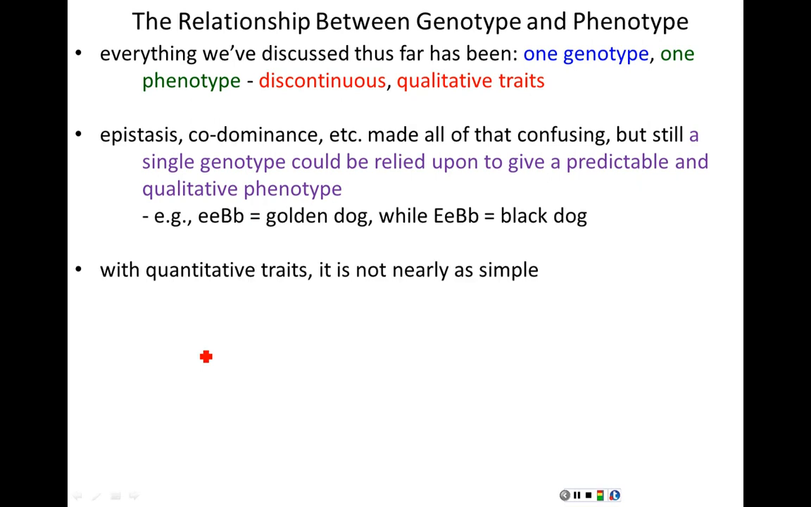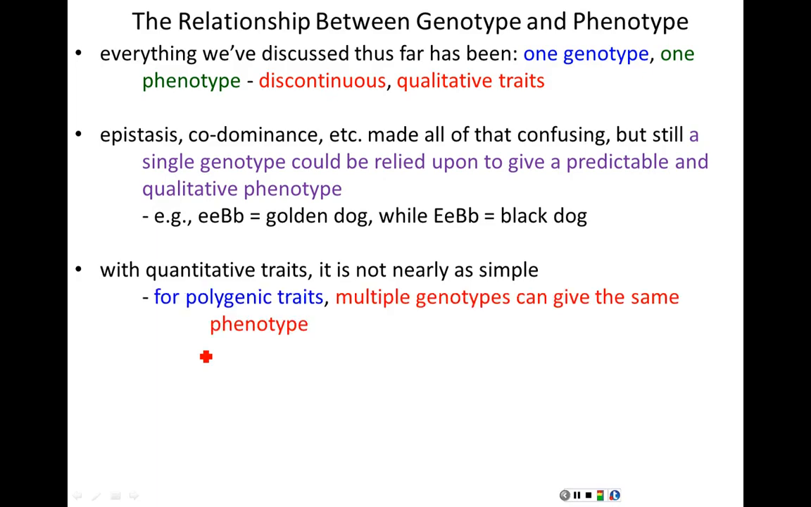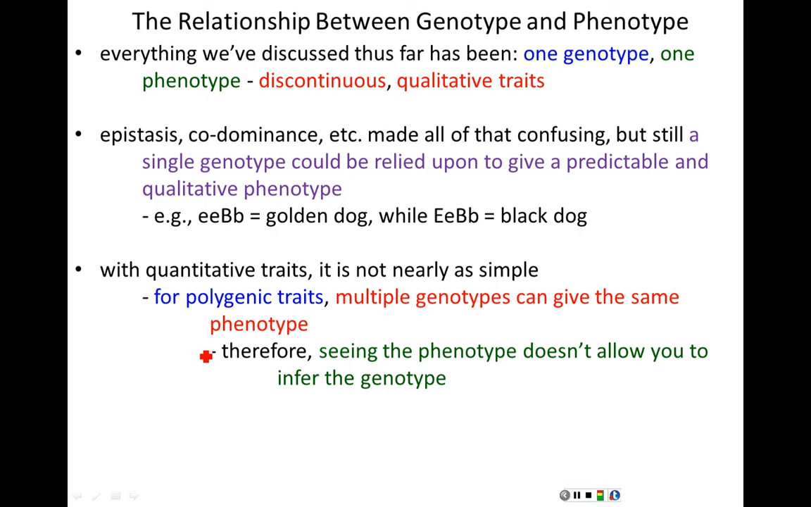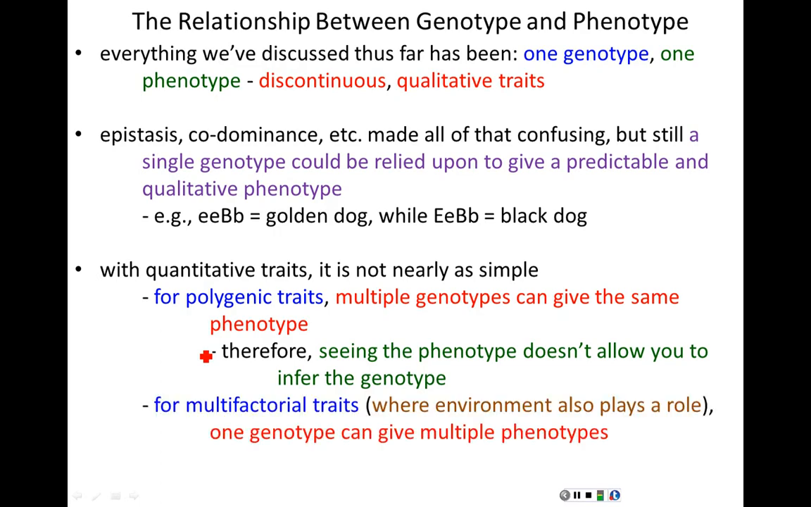With quantitative traits, it's not like that. It's not nearly as simple. First of all, we have polygenic traits. So multiple genotypes can give the same phenotype because all these different genes have their say in the trait. Therefore, seeing the phenotype doesn't allow you to reverse infer the genotype either, because multiple genotypes give the same phenotypes. Now, you add in an environmental component for multifactorial traits, and one single genotype can give multiple phenotypes. So everything is confused. Many different genotypes can give one phenotype, and one genotype can give many different phenotypes.